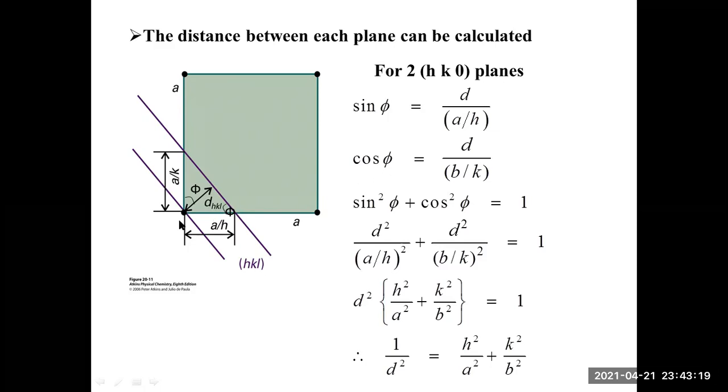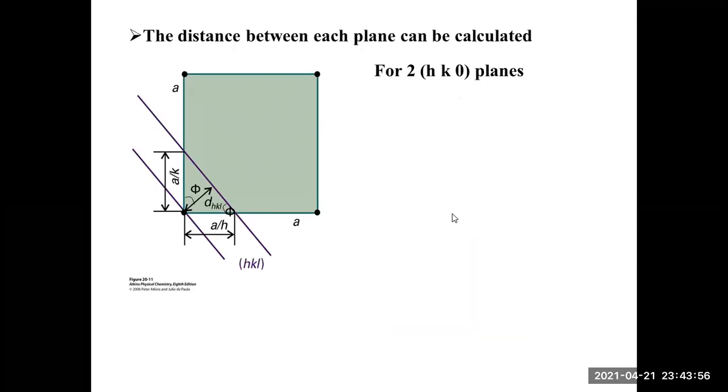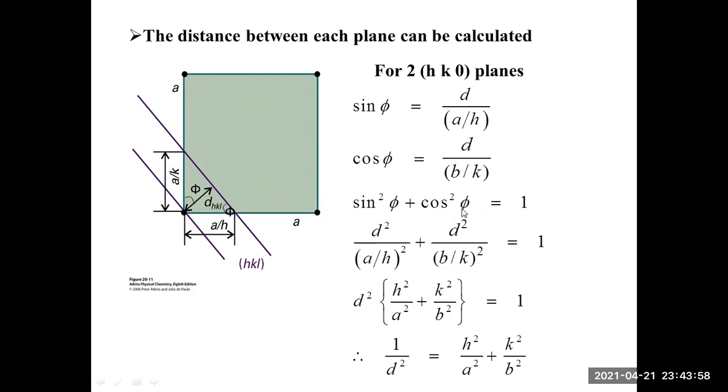So in a similar manner, when we go for the y-axis, you already know in the intermediate, we can have an example in kinematics also. The velocity components in the x and y axis will be reduced to sine and cos. In the same way, we are taking sine phi, which is given by d by a by h, and cos phi d by b by k. So you already know sine square theta plus cos square theta is equal to 1. Here sine square phi plus cos square phi is equal to 1. This is for 2 dimension, right?